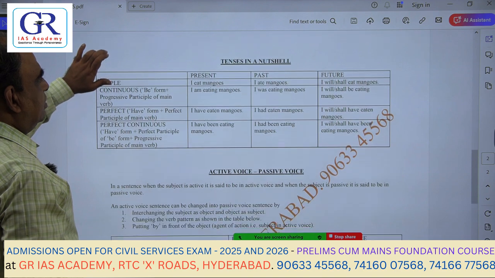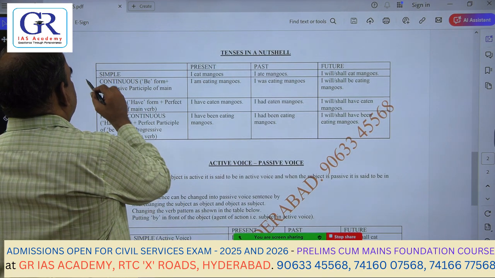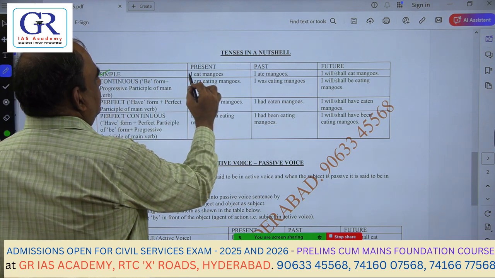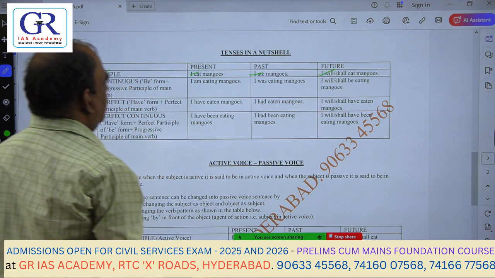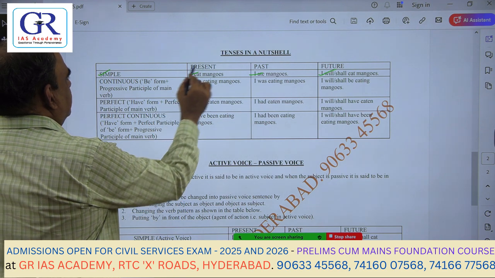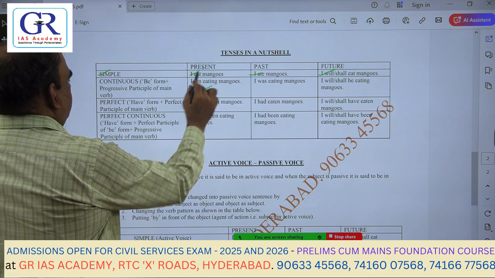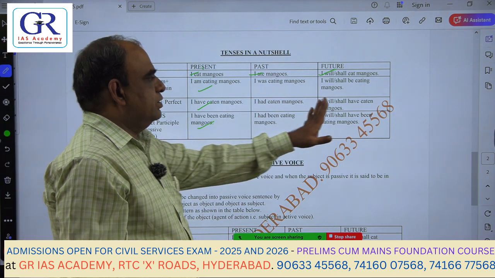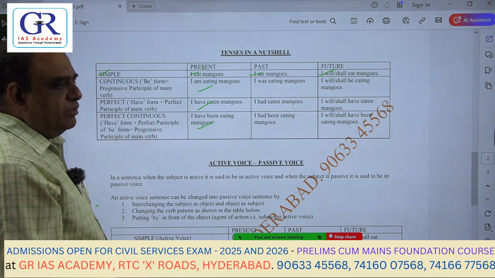In the tense forms, I told you the first one, that is simple: simple present, simple past, simple future. I have told you already. And then I told you about present continuous, this I told you, present perfect, this I told you, present perfect continuous, this also I told you. I am supposed to tell these things. Okay. And then there is active and passive voice also.